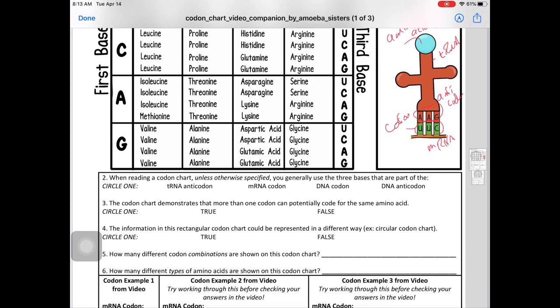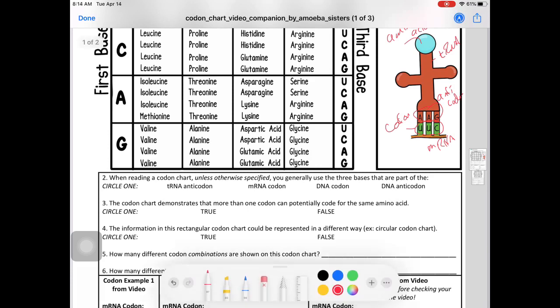So in reading the codon chart, unless otherwise specified, generally, so I'm going back to my markup here so I can use my pen. Generally, I'm going to be using the messenger RNA codon. So where it said UUC, that's what I'm going to look up here to find out what this amino acid is. That's in blue. The codon chart demonstrates that more than one codon can potentially code for the same amino acid, and that's true. Look, valine, valine, valine, valine. More than one codon for that same amino acid. So I'm going to say that's true.